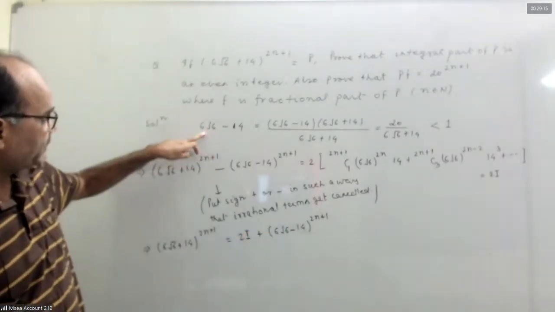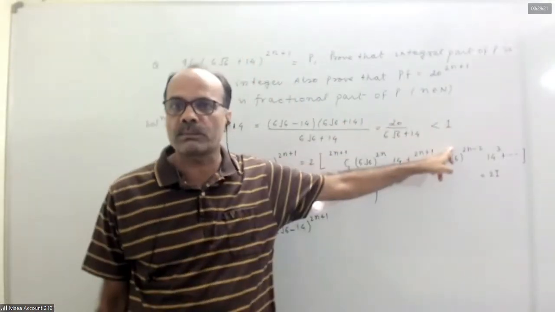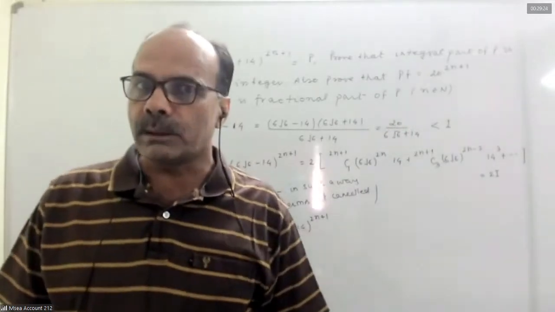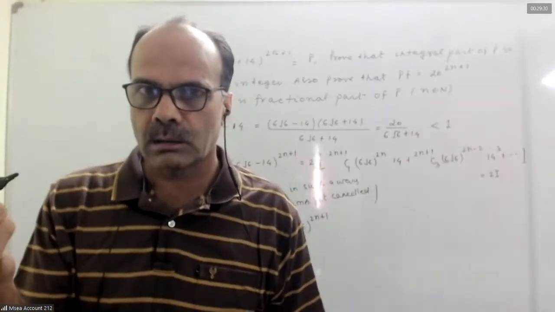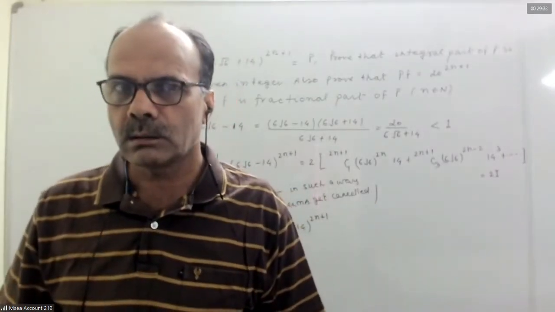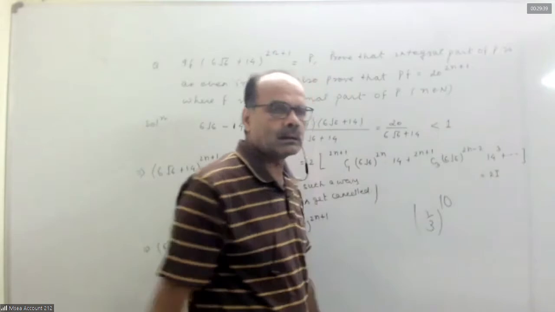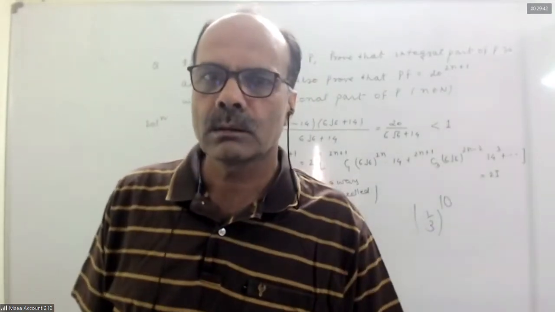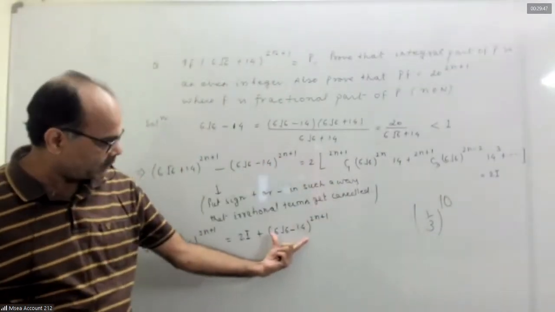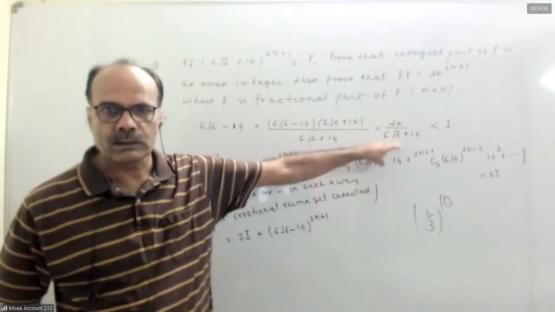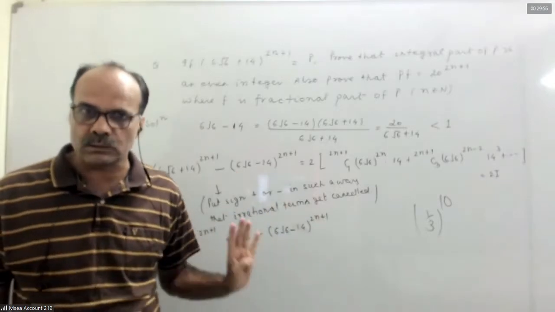Now, I proved in the very first step that 6 root 6 minus 14 is a real number between 0 and 1. It's a proper fraction. Pick any real number between 0 and 1, and raise it to the power of any positive integer, and it will always be between 0 and 1. So 1 by 3 to the power of any positive integer, 10, 20, 100, will always be between 0 and 1. Since 6 root 6 minus 14 is between 0 and 1, positive, the whole thing to the power 2n plus 1 is also between 0 and 1.